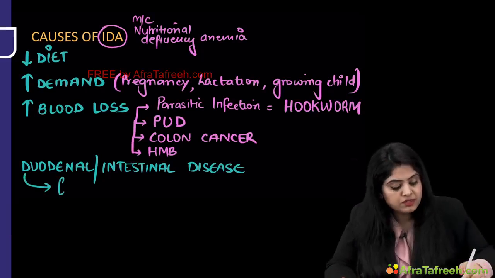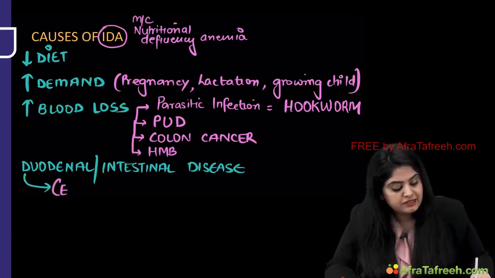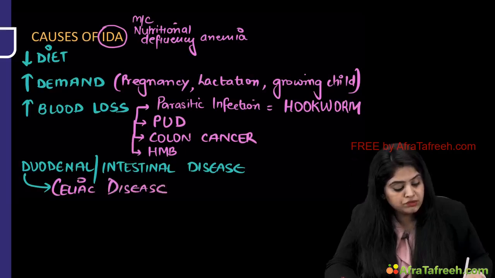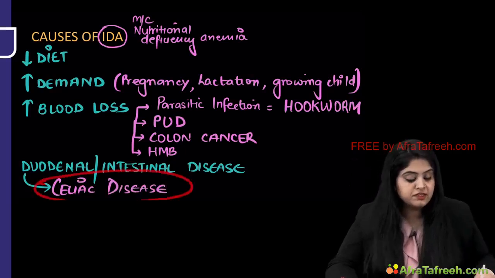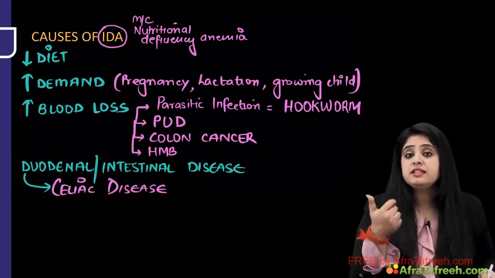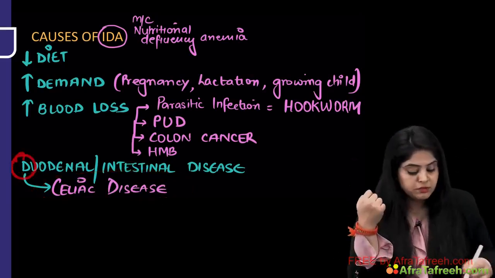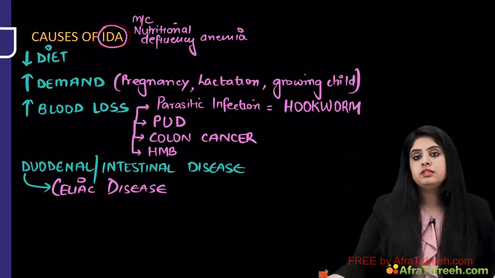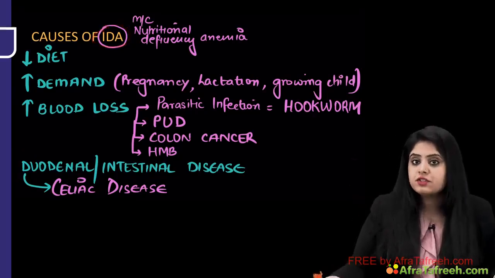We were talking about the very famous celiac disease. And if you remember, this is a question that I told you, that although celiac disease is an intestinal disease, it causes D for diarrhea, D for duodenum. And if duodenum is affected, iron will not get absorbed. That is going to result in iron deficiency anemia.